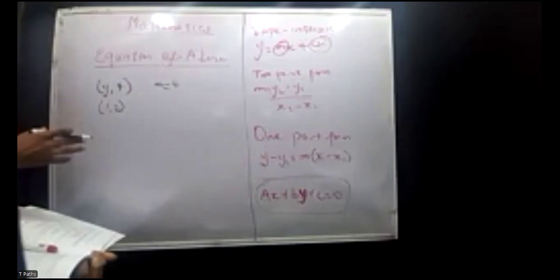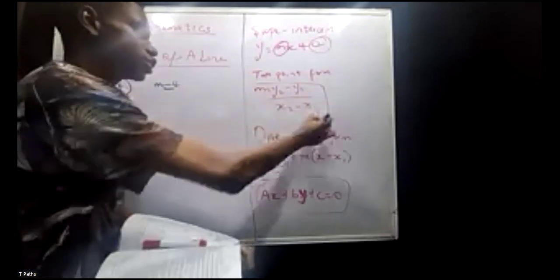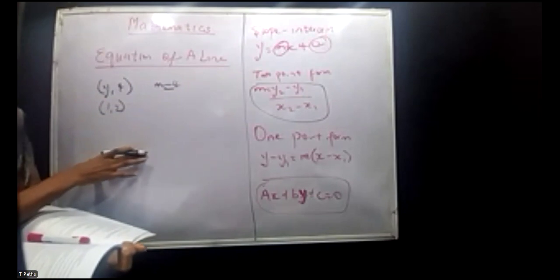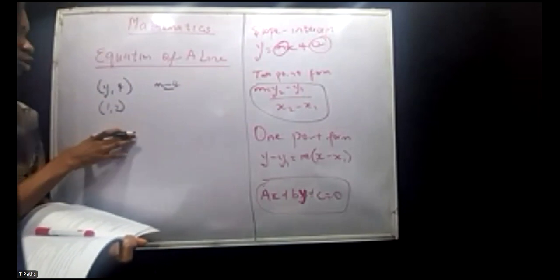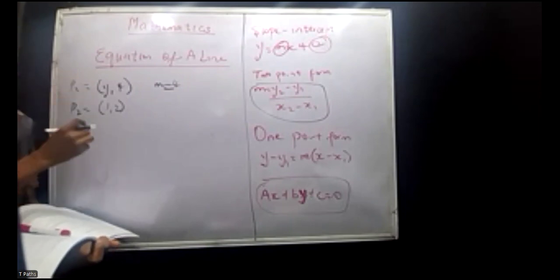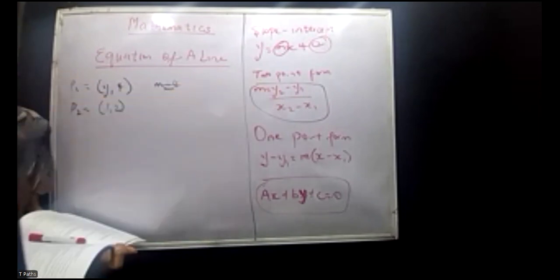What does this mean? It means there is a particular line that has 2 points, where the coordinate of one point is y comma 4, and the coordinate of the second is 1 comma 2. So we have to find the value of y. From the equations on the right-hand side of the board, there is the 2 point form equation. When do we use the 2 point form equation? We use it when we have 2 known points on the line. So here I have point 1, and here I have point 2. Since I have point 1 and point 2, I can use the 2 point form to calculate the gradient.